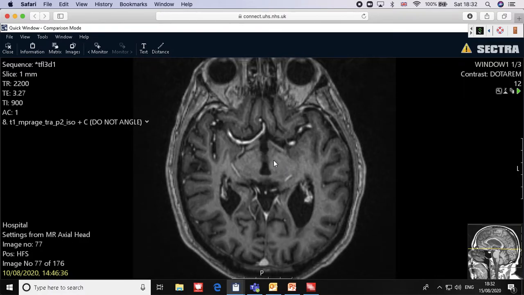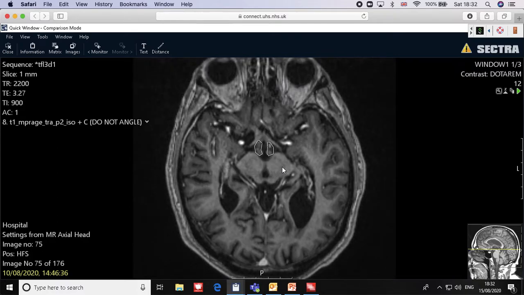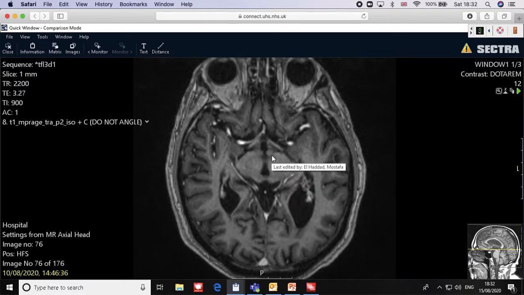Slowly. In between the optic tract, you can easily delineate the mammillary body, and this will be part of the hypothalamus. Okay. It's very slow. Don't draw it slice by slice. You just go up.